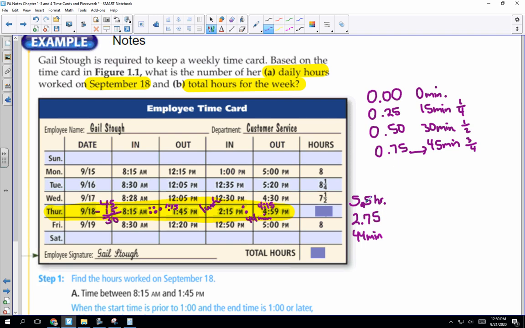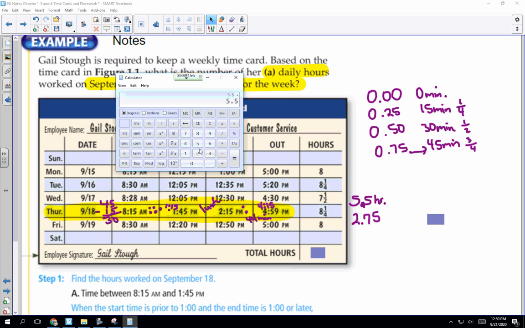So first part of our shift, we worked 5.5 hours. Second part of our shift, we worked 2.75. So total, when we add those two together, because remember it did say round to the nearest quarter of an hour. So 5.5, and we can do that with a calculator. 5.5 plus 2.75 is 8.25.